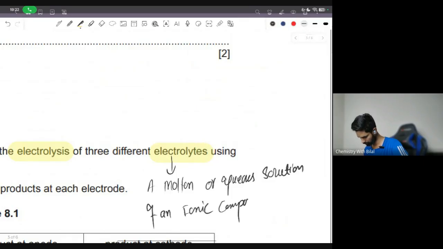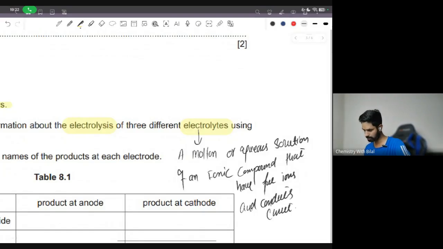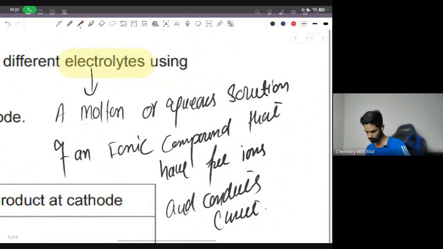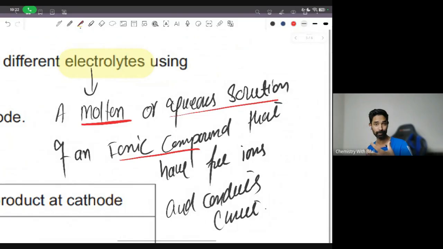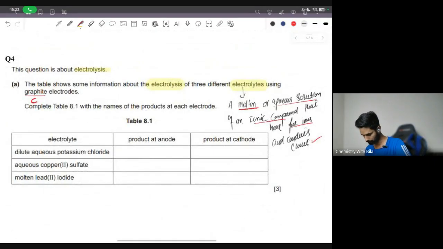That can conduct current, that have free ions, and can conduct current. So that is a complete definition of electrolyte. The basic condition for a substance to behave like an electrolyte is that it should be molten at least, or aqueous, of an ionic compound that has free moving ions, and those free ions are responsible for the conduction of electrical current. So we have 3 different electrolytes using graphite electrode. Graphite electrodes are those made up of carbon. Complete table 8.1 with the names of the product at each electrode.